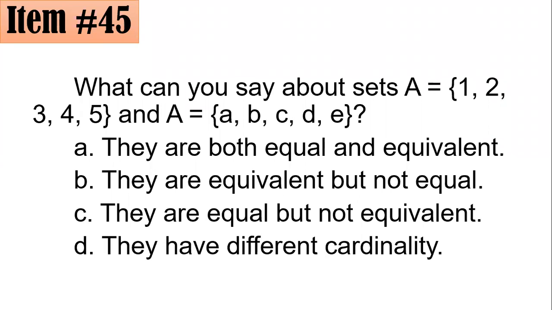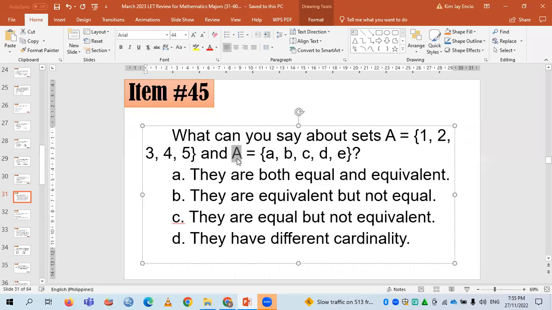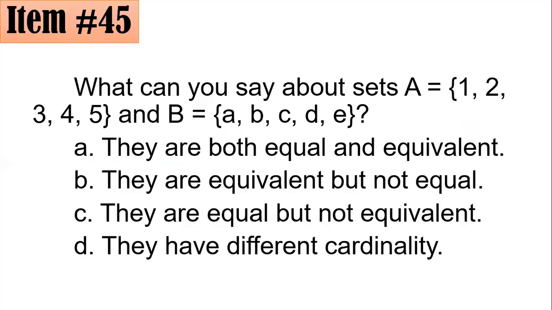45. What can you say about sets A with elements 1, 2, 3, 4, 5? Ay, sorry. B po ito. Pakipalitan po sa copy ninyo. B po ito. Sorry po. What can you say about sets A with elements 1, 2, 3, 4, 5 and B with elements A, B, C, D, E? A, they are both equal and equivalent. B, they are equivalent but not equal. C, they are equal but not equivalent. Or letter D, they have different cardinality.